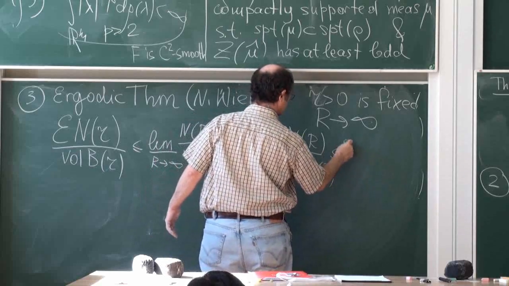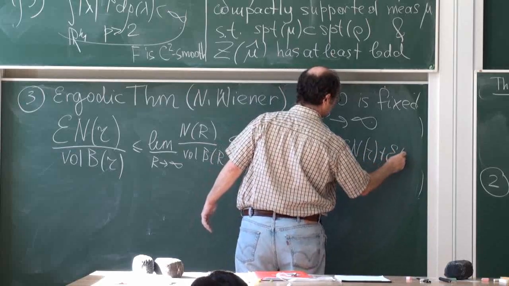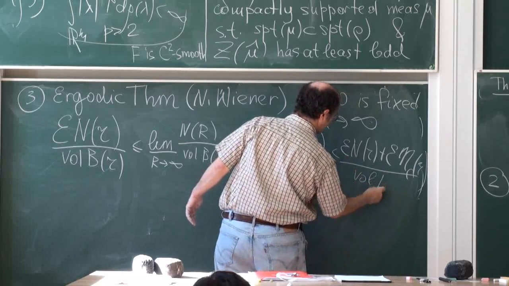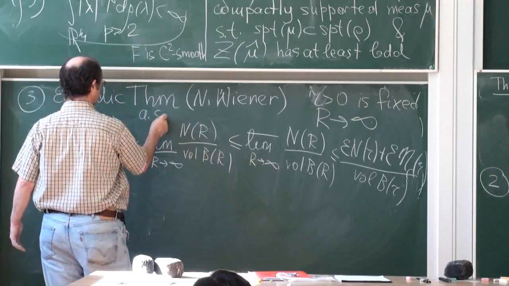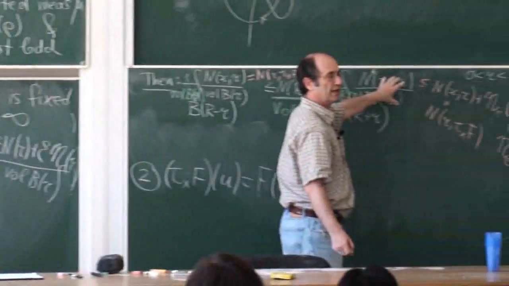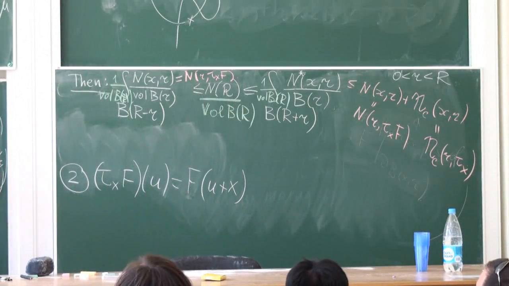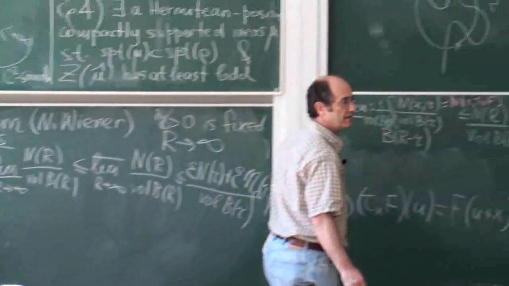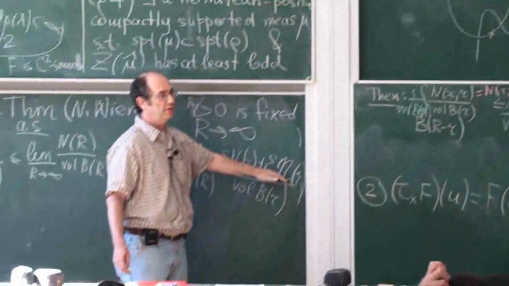And this is less or equal than the sum of expectations of this guy plus this guy over volume B of R. This holds almost surely. Also this holds in mean. So I apply the ergodic theorem to the left and to the right hand sides of our sandwich. And let me emphasize that we get it for any R, for any small r, which we used in this sandwich. Now, this thing, we need to get rid of number of critical points.